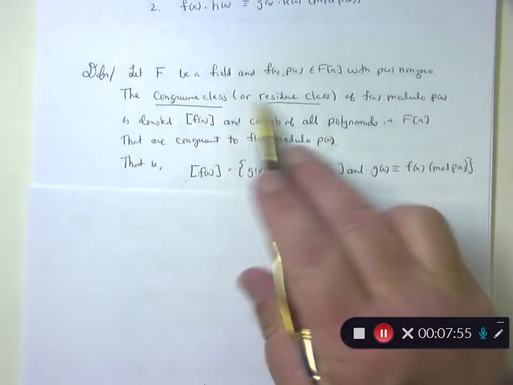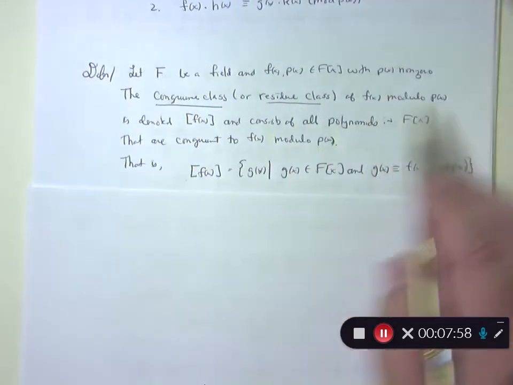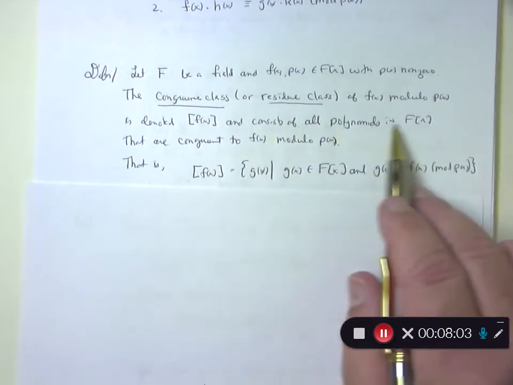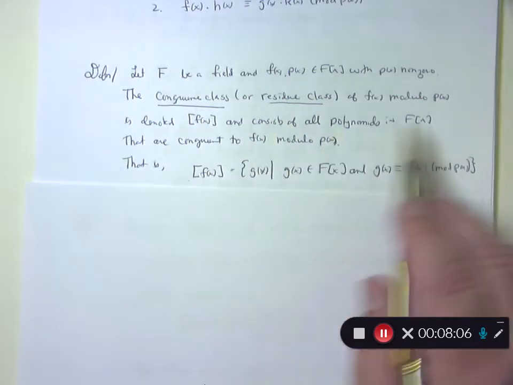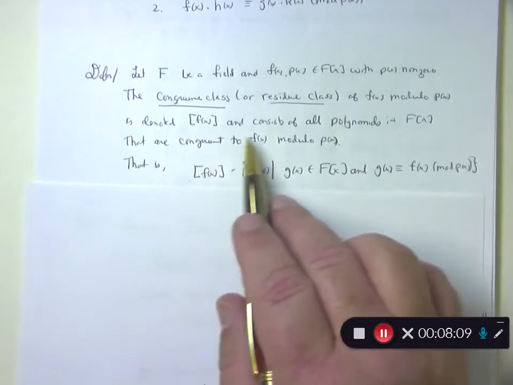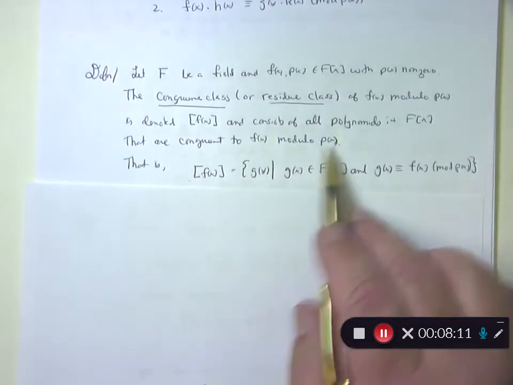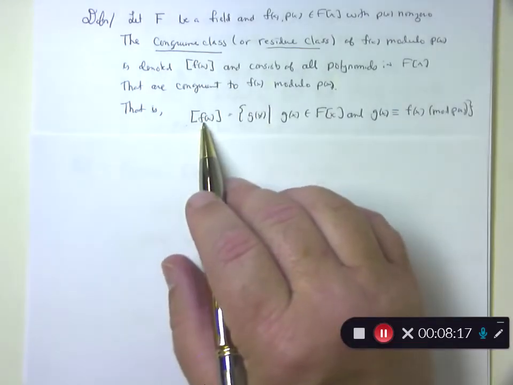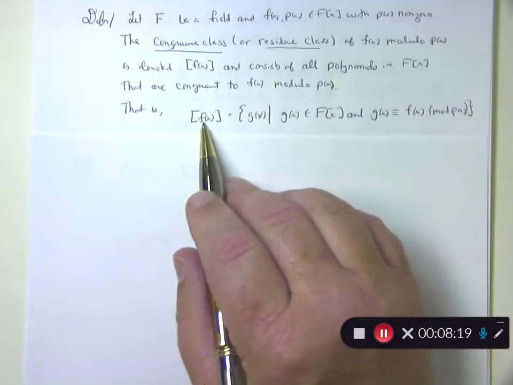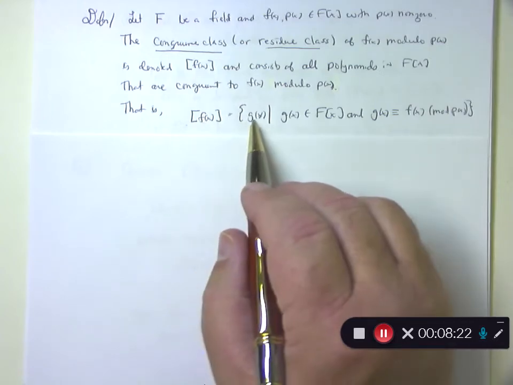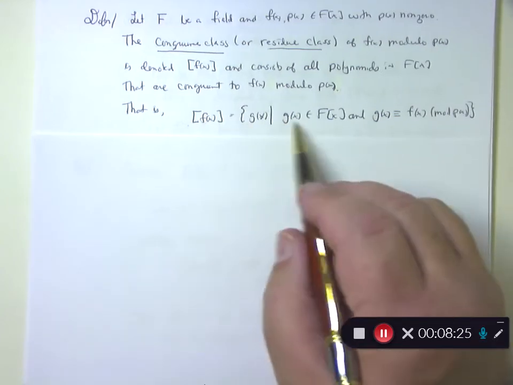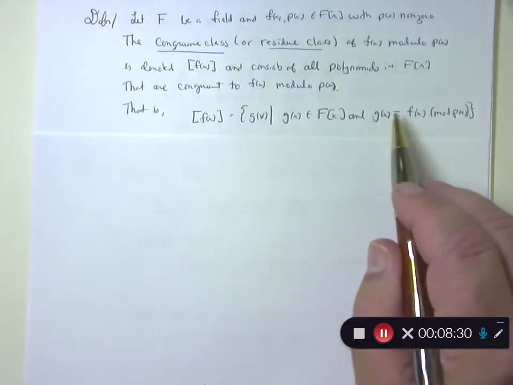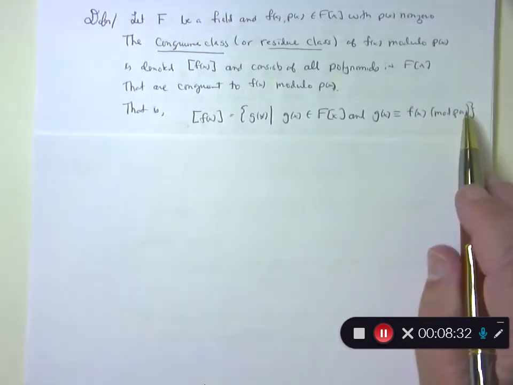So the congruence class or residue class of f of x modulo p of x is denoted by, interesting, pointy brackets f of x, and consists of all polynomials in F adjoin x that are congruent to f of x modulo p of x. That is, and here's my little set notation: the congruence class of f of x is equal to all the g of x polynomials such that g of x is an element of F adjoin x, that's the first property, and the second property, g of x is congruent to f of x modulo p of x.